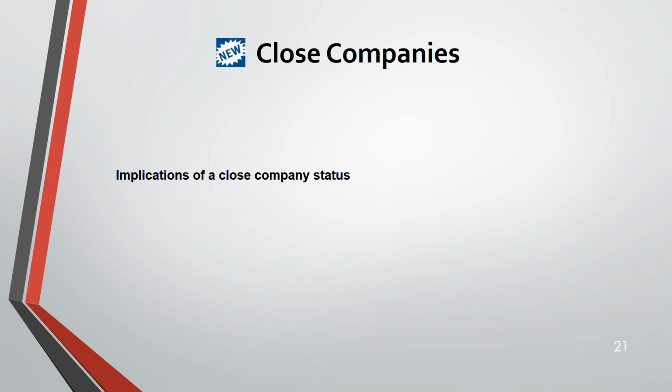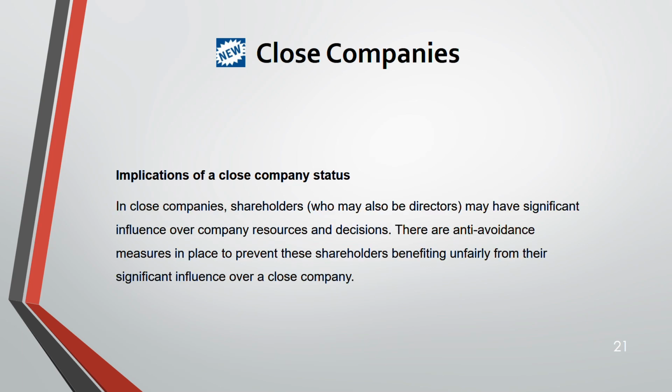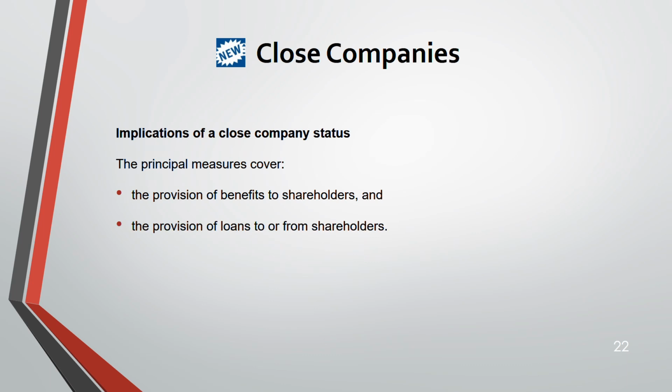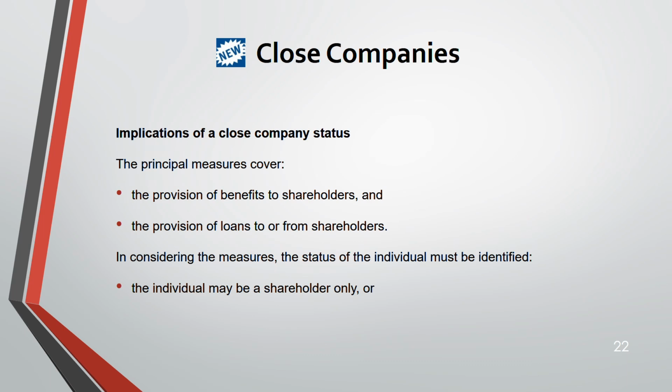Now, implications of a closed company status. In a closed company, shareholders who may also be directors may have a significant influence over the company's resources and decisions. So, there are anti-avoidance measures in place to prevent the shareholders benefiting unfairly from their significant influence over the closed company. These are the principal measures. It covers the provision of benefits to shareholders and the provision of loans to or from shareholders. So, these are the 2 principal measures we are going to cover. In considering the measure, the status of the individual must be identified. The individual may be a shareholder only, or both a shareholder and an employee or a director.